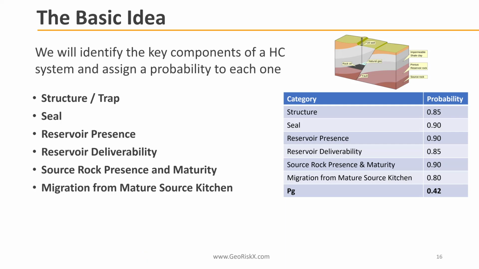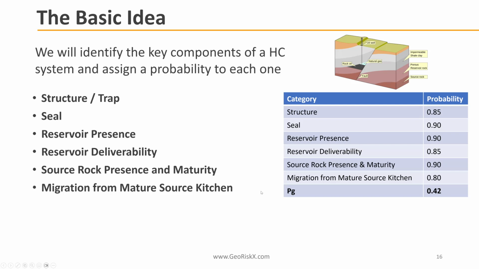And what I want to lay out here is the basic workflow for performing a geological risk assessment. So once again, I want to start with a bit of review, which is the basic idea behind geological risking. The basic idea is we identify the key components of the hydrocarbon system. We assign a probability to each one, and as you learned in the previous video, that is a marginal probability that we are assigning to each one. And then we are rolling that up to look at the joint probability to give us our P sub G, or our chance of success.